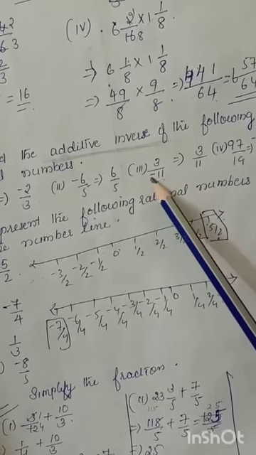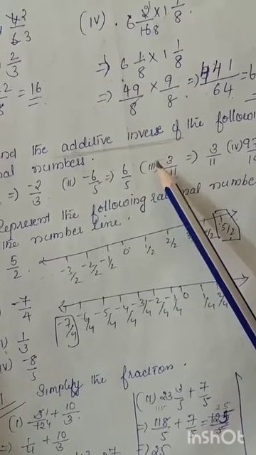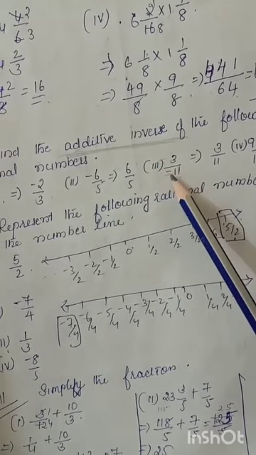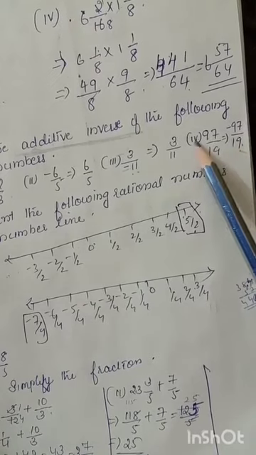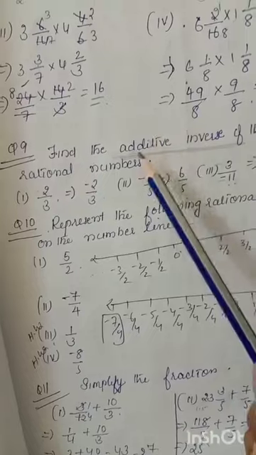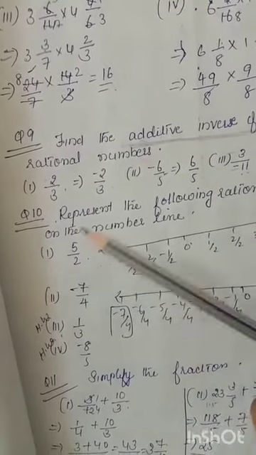3 by minus 11, actually this minus you can take up because of standard form. Minus 3, it will come plus 3. 97 by 19, plus will come minus. Additive inverse means you have to take the opposite sign.